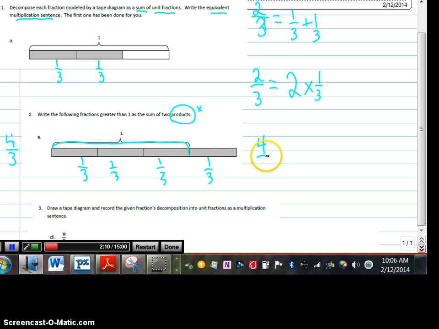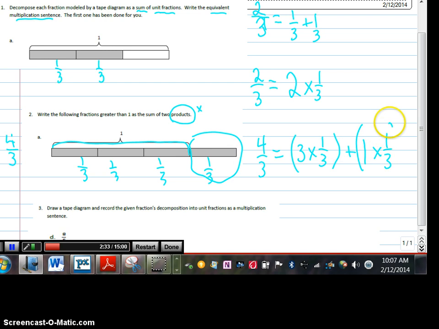So I know that 4/3 is equal to, and I have to make a multiplication sentence here, 1, 2, 3 times 1/3 plus, then I'm going to see what I have left over, which is this amount here, 1 times 1/3. So I got my products by counting. I had 1, 2, 3 thirds, so I did 3 times the number 1/3, and then I had only 1/3 one time, so I did plus 1 times 1/3, which equals 4/3.